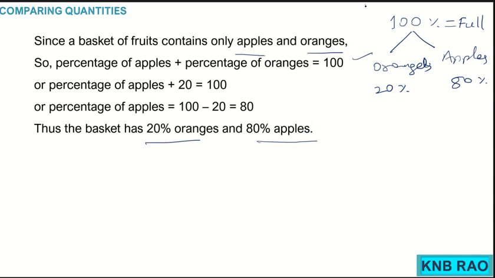Okay. So this is how we always think, in short. A full basket is 100%, which contains only two types of fruits, oranges and apples. If oranges are 20%, then the leftover percentage must be apples, that is 100 minus 20, which gives 80%.